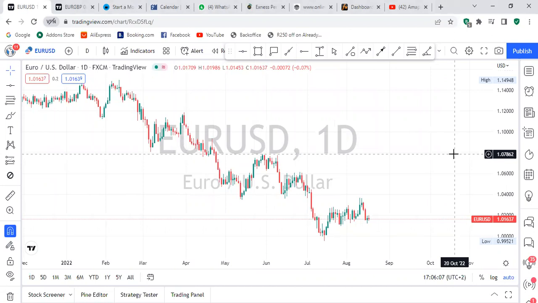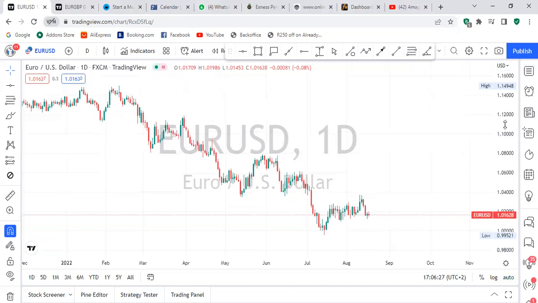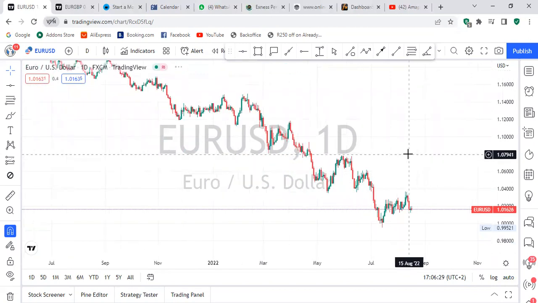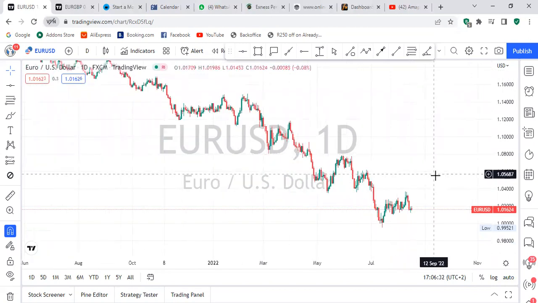This is a Euro USD chart, and I am on the daily time frame. Is there anyone who knows where this chart is going so far? Are we in a downtrend? Are we in an uptrend? Are we ranging? Where are we going with this chart?